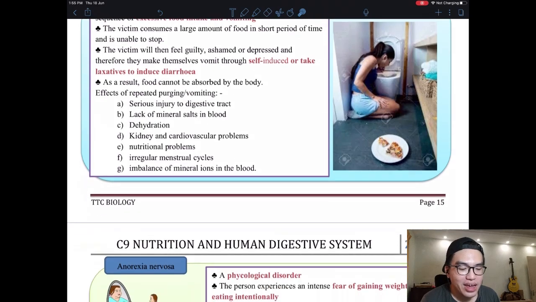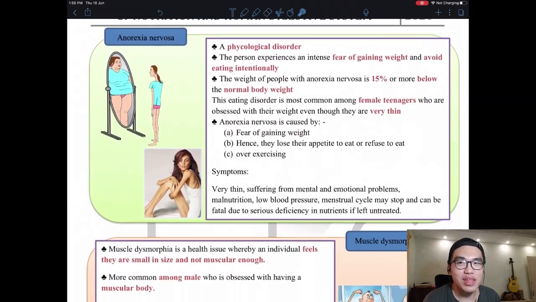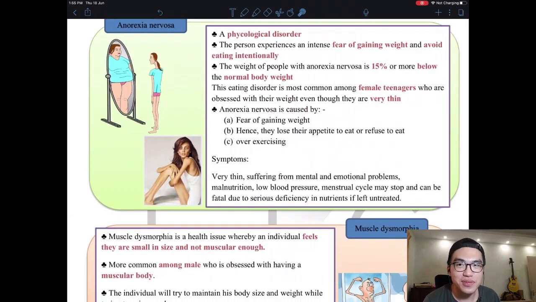Anorexia nervosa is almost the same thing, but in this case, the patient doesn't eat. Just now it's eat and puke; now it's doesn't eat. The person experiences intense fear of gaining weight and avoids eating intentionally, being 15% or more below normal body weight. It is mostly in female teenagers.